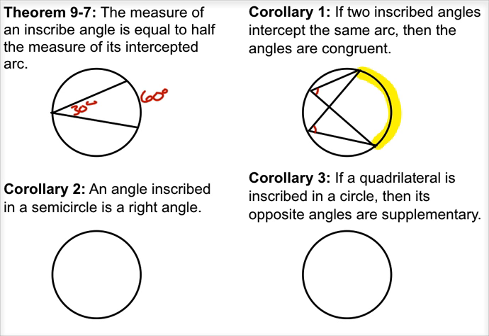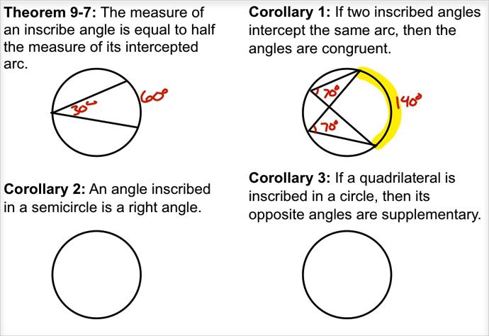So if I picked some values, and told you that this was a 140 degree arc, each inscribed angle is going to be half the size of that arc, and they're both going to be 70. So even if I didn't tell you the number values, if the two angles are both from the same intercepted arc, the angles are going to be the same size.